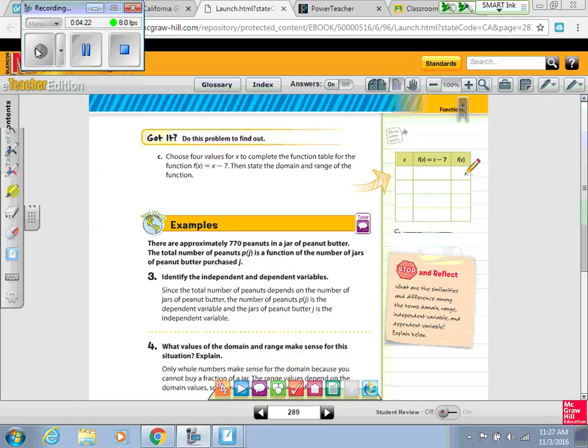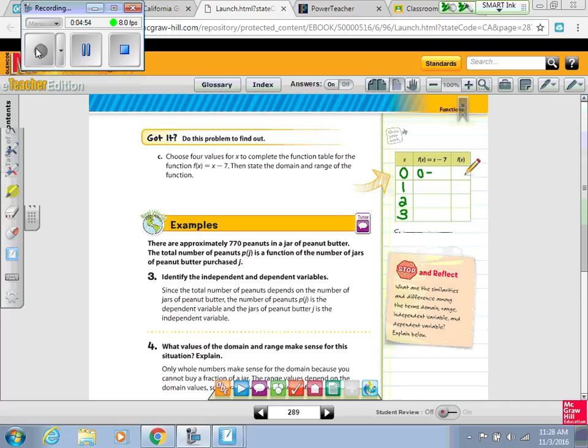So now on C, they're asking you to choose 4 values for x to complete the function table for f of x is equal to x minus 7. So for x, you can choose any numbers you want to. You can even choose 0. So let's choose 0, 1, 2, 3. It's best to use small numbers because they're more practical. And if you have a fraction in the equation, you might want to use multiples of the denominator so that they cancel out. But I'll show you that later.